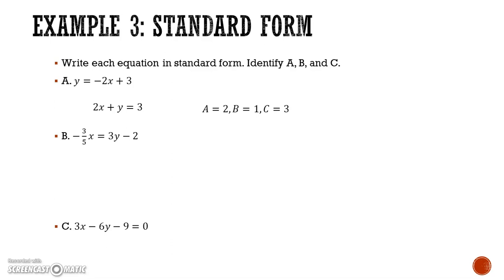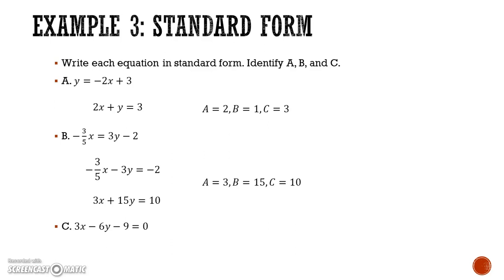Okay, in our next one, we have the original equation, negative 3/5 x equals 3y minus 2. We're going to subtract 3y from each side. We're going to multiply each side by negative 5 so that the coefficients are integers greater than 0. So we get 3x plus 15y equals 10. Therefore, a equals 3, b equals 15, and c equals 10.